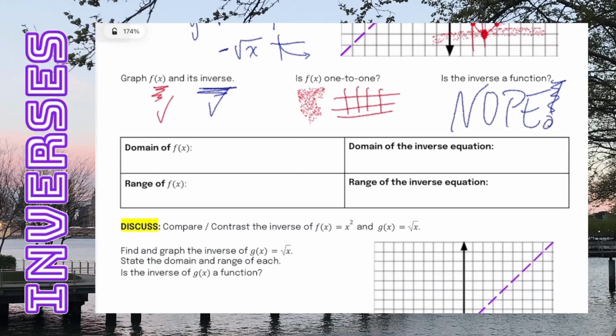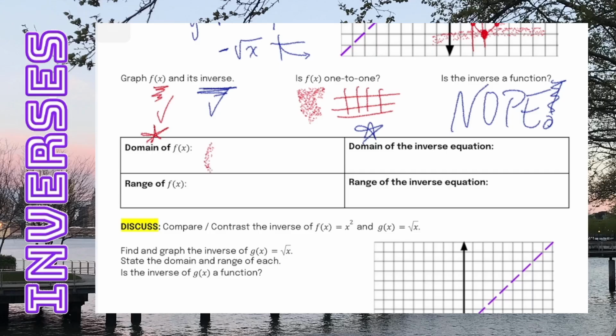Now, the domain and range of these equations. If you notice here, I named the secondary one the inverse equation, right? The blue one. And the red one over here is the original function f of x. So I'm not naming it f inverse of x this time.